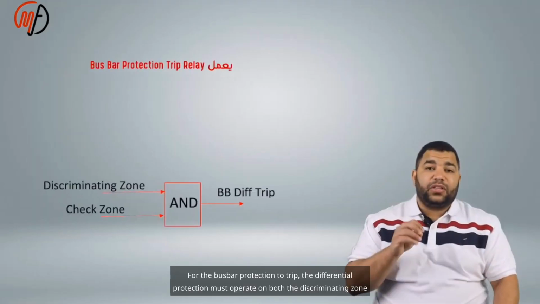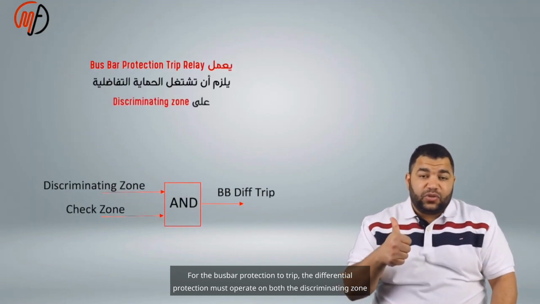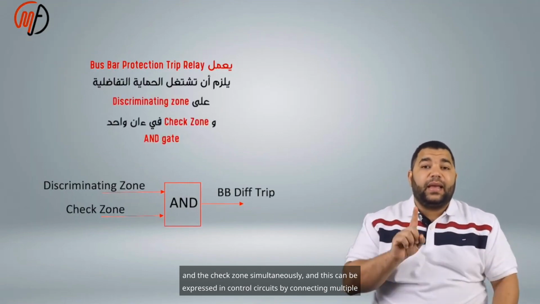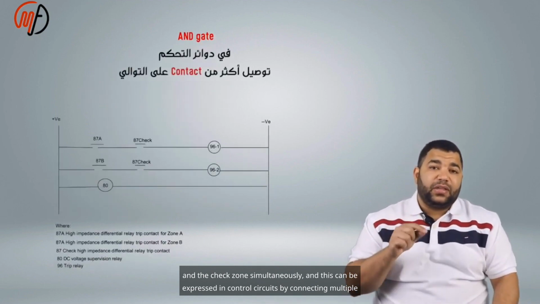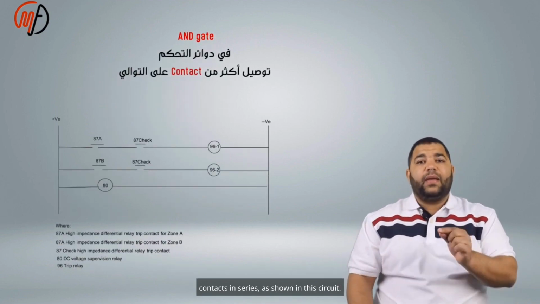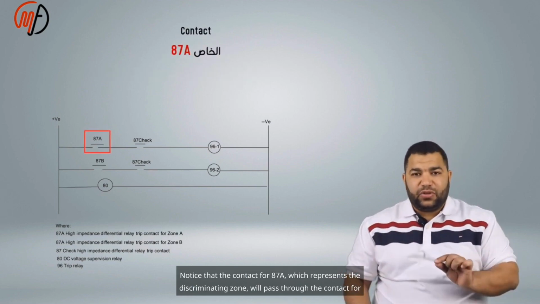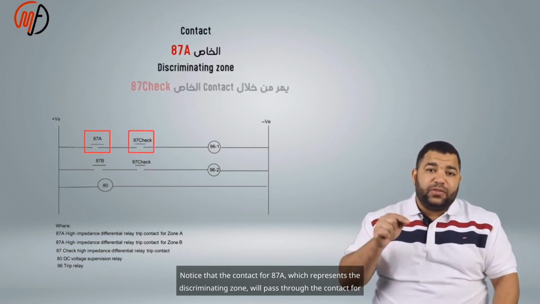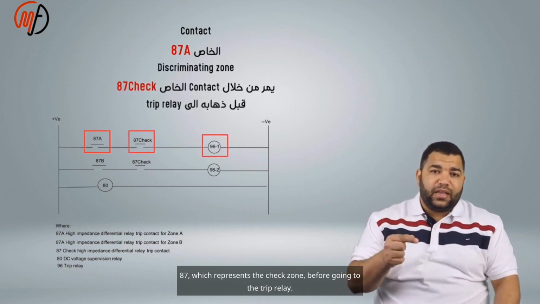For the bus bar protection to trip, the differential protection must operate on both the discriminating zone and the check zone simultaneously, and this can be expressed in control circuits by connecting multiple contacts in series, as shown in this circuit. Notice that the contact for 87A, which represents the discriminating zone, will pass through the contact for 87CZ, which represents the check zone, before going to the trip relay.